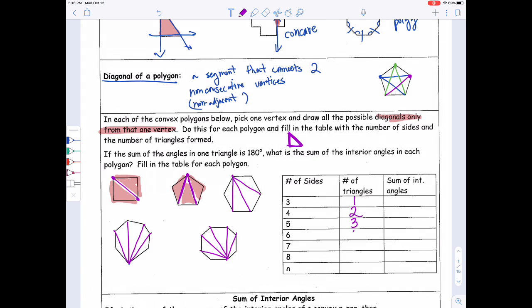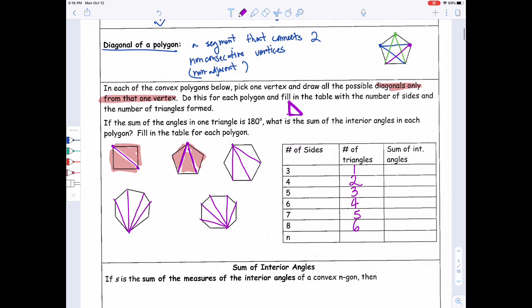A 6-sided shape has 4 triangles. A 7-sided shape has 5. An 8-sided shape has 6. So following this pattern, what if I had n sides? If I had n sides, looking at my pattern, it looks like the number of triangles is always 2 less than the number of sides. So if I had n number of sides, you would have n minus 2 triangles.